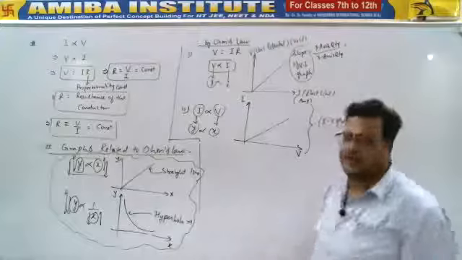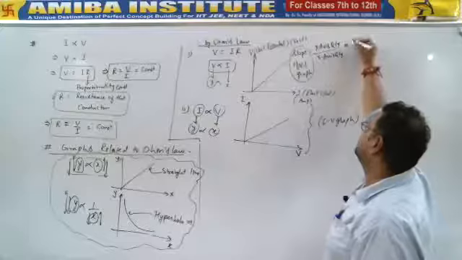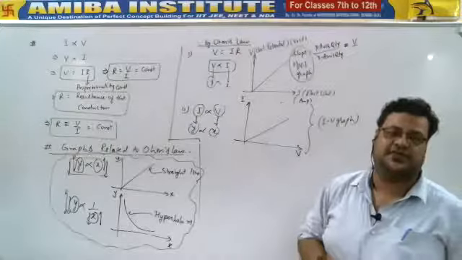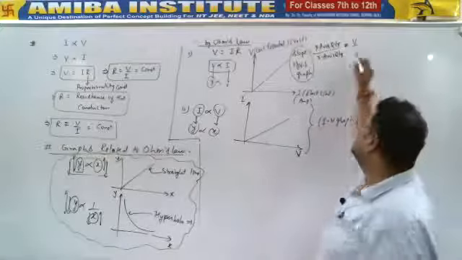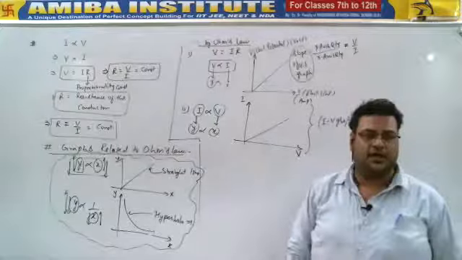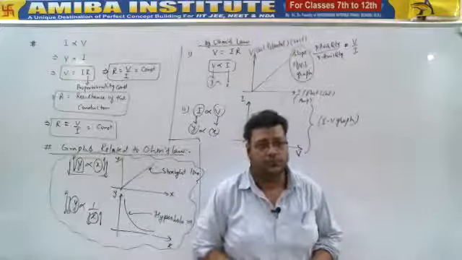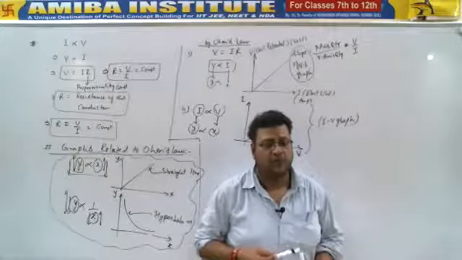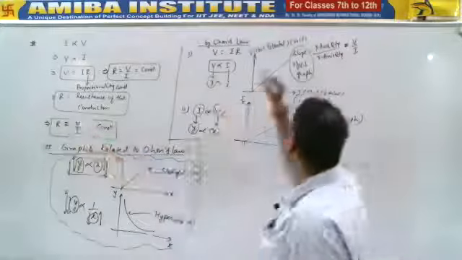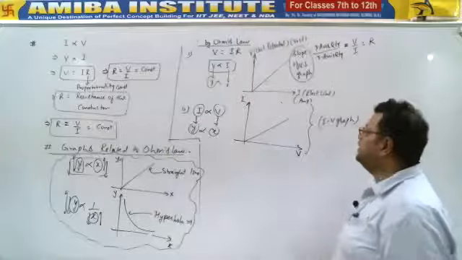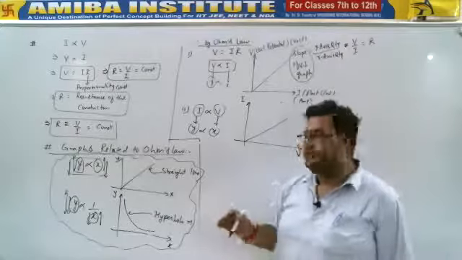What are we going to find? The slope of the VI graph means y-axis quantity upon x-axis quantity. On the y-axis, which physical quantity is written? V. On the x-axis? I. So V upon I. Do we have any physical quantity represented by V upon I? Yes, resistance, R. V upon I is R. Hence, by this first graph, we get one piece of information: the slope of the VI graph is R.